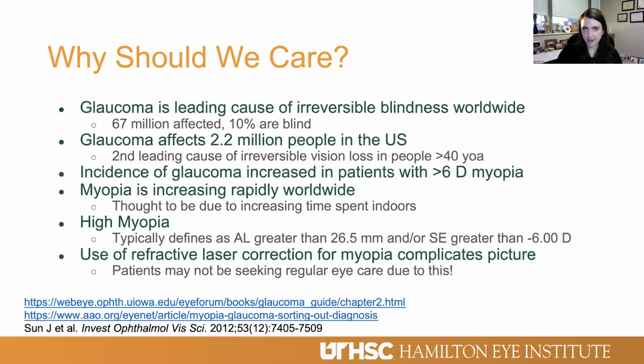So why should we care about this relationship between glaucoma and myopia? This is a review for many of us eye care providers, but glaucoma is the leading cause of irreversible blindness worldwide, with 67 million people affected and 10% of whom are blind. Glaucoma in the United States, where I'm lecturing from, affects 2.2 million people, and it is the second leading cause of irreversible vision loss in people over 40 years of age, with the first being age-related macular degeneration.